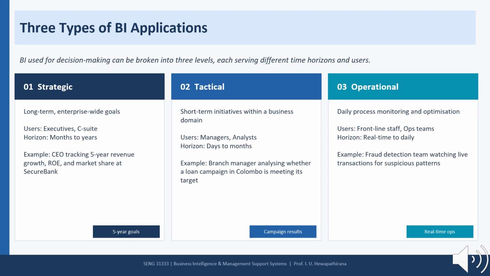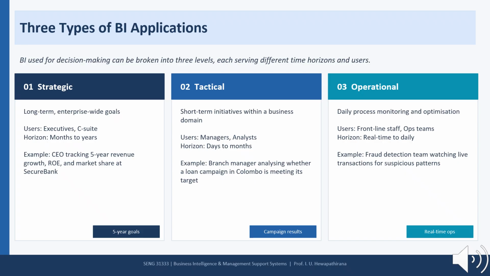At the top, we have strategic BI. This is the long-term view. Strategic BI applications are designed for executives and C-suite leadership. The decisions being made at this level are about where the organization is heading over the next 1, 3, or 5 years. The metrics involved are things like revenue growth, return on equity, market share, and customer retention. At Secure Bank, this would be the CEO's view of the 5-year strategy, tracking whether the bank is growing profitably and remaining competitive.